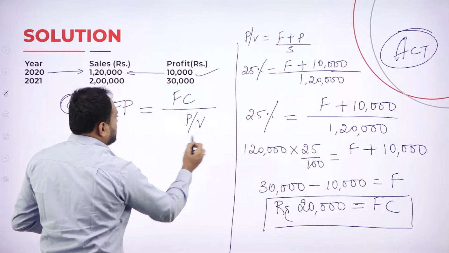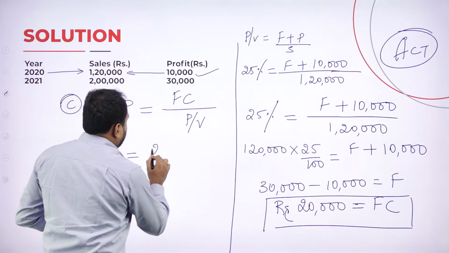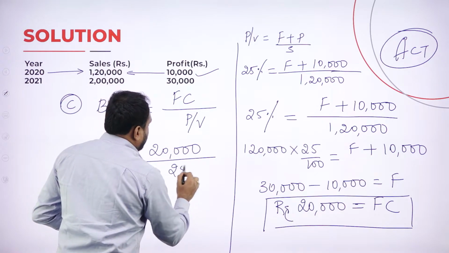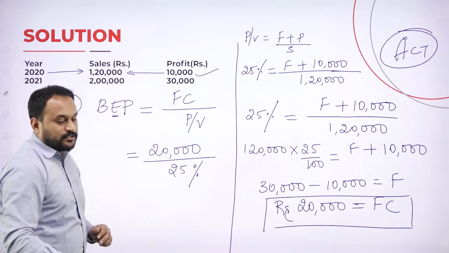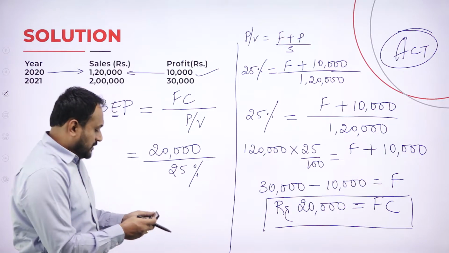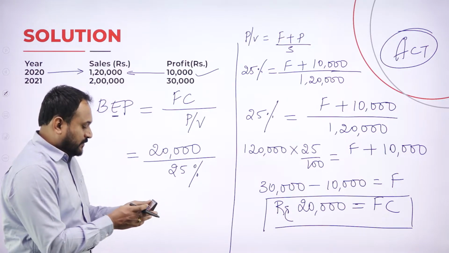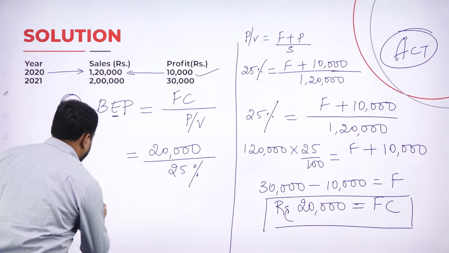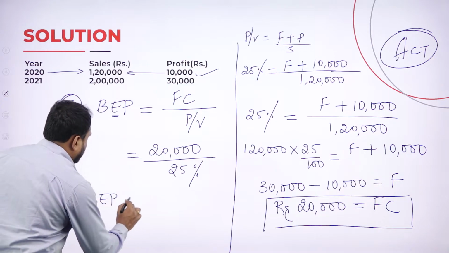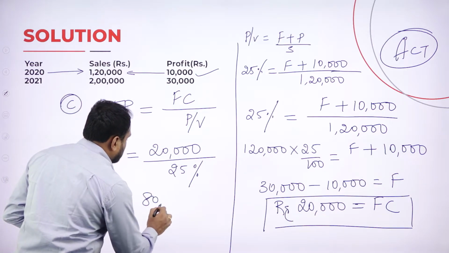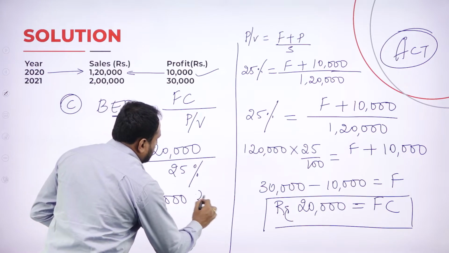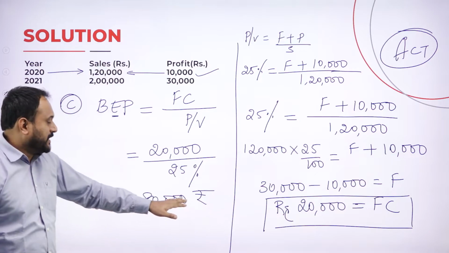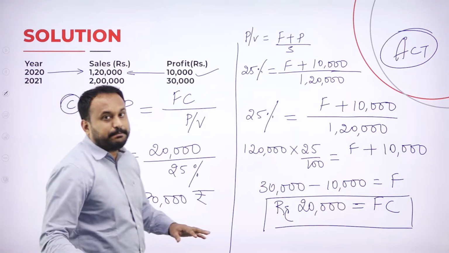Now I'll substitute here. BEP is equal to fixed by PV, which is 20,000 divided by PV. How much is PV? 25%. So I need to calculate here. That is 20,000 divided by 25%. I got 80,000. So my BEP is equal to 80,000 rupees. You can go with this symbol or RS rupees. You can go with it. So I'm done with my BEP.